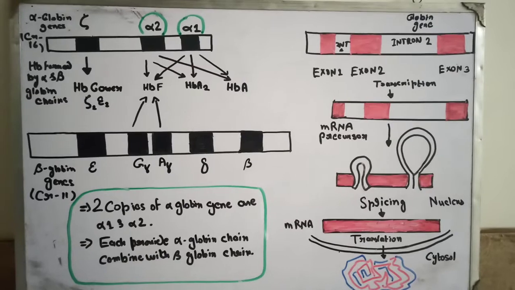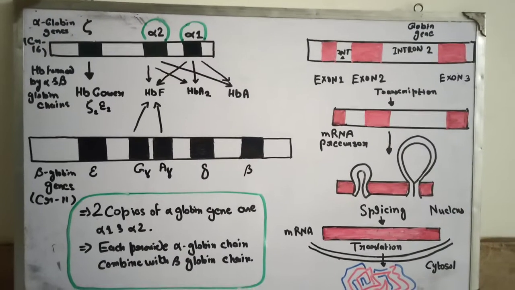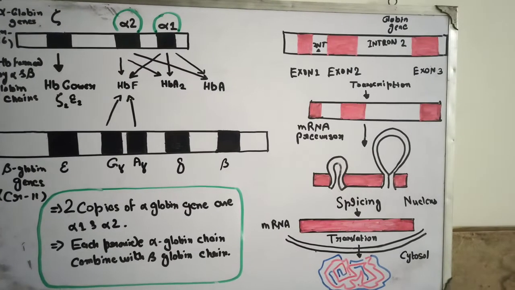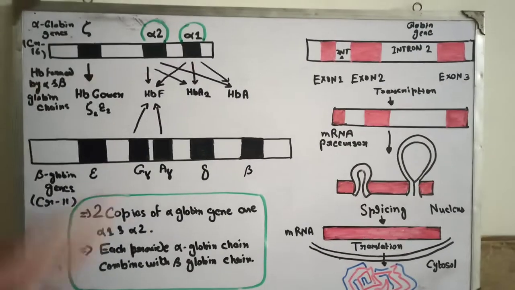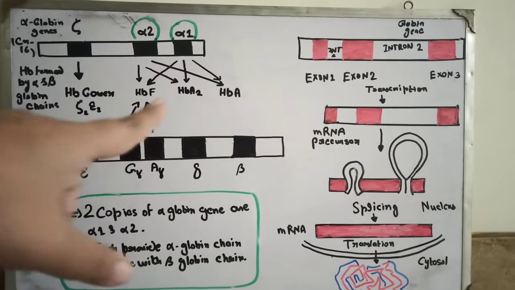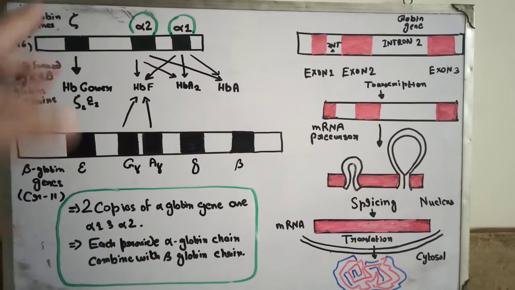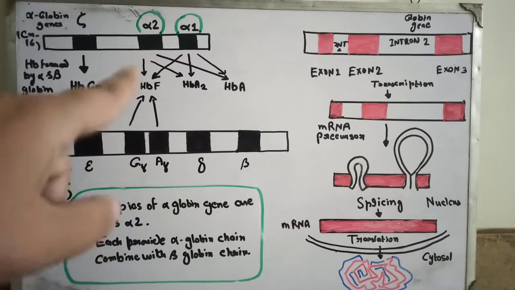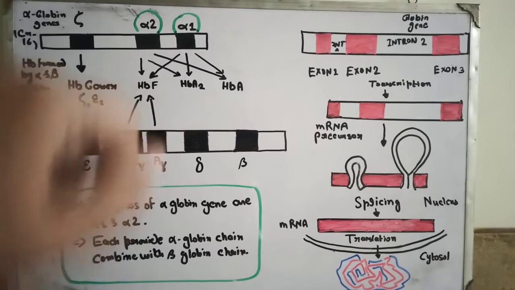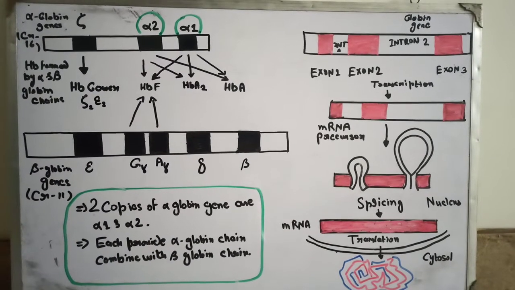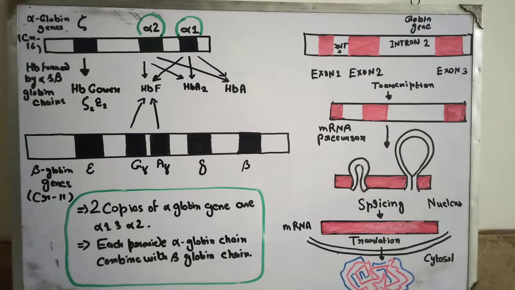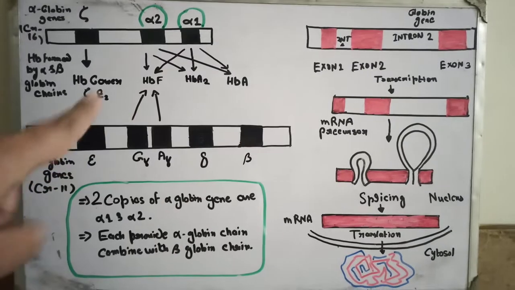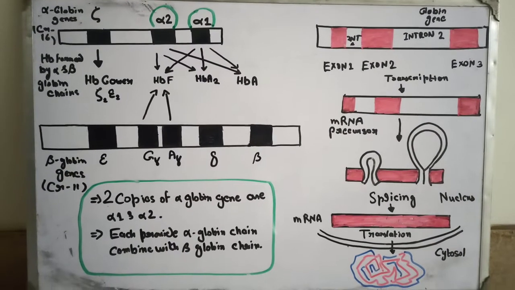Here is the first part, which covers the alpha gene and beta gene families and the steps in globin chain synthesis. As you can see on the screen, these are the alpha globin genes, alpha 2 and alpha 1, and this is related to fetal hemoglobin, which is formed in the fetus during pregnancy, along with HbA2 and HbA, and the embryonic hemoglobin, which is a very initial form of hemoglobin.